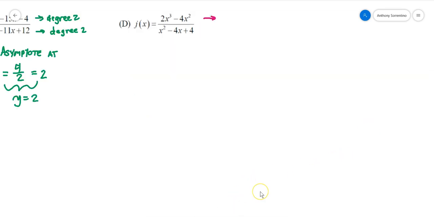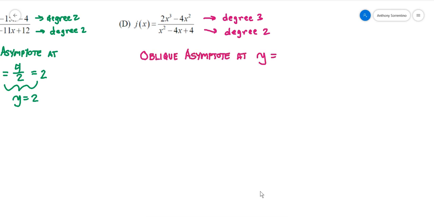Lastly, the top is degree 3. The bottom is degree 2. Once the power on top is larger than the highest power of x on the bottom, I know I'm going to have an oblique asymptote. Now what I have to do is come up with the formula for y equals, in this case, it's going to be a line. Well, where is that going to come from?